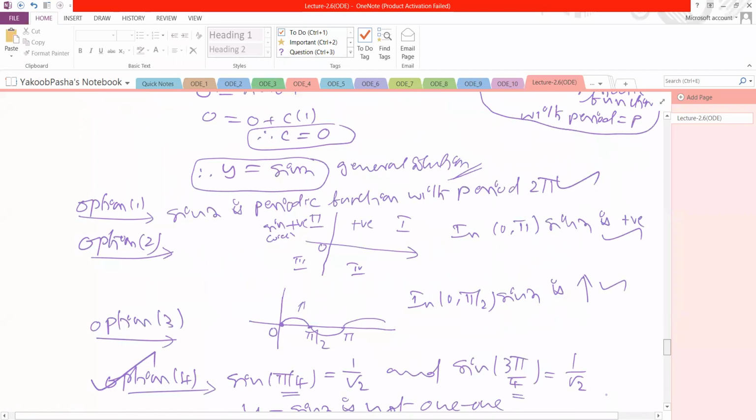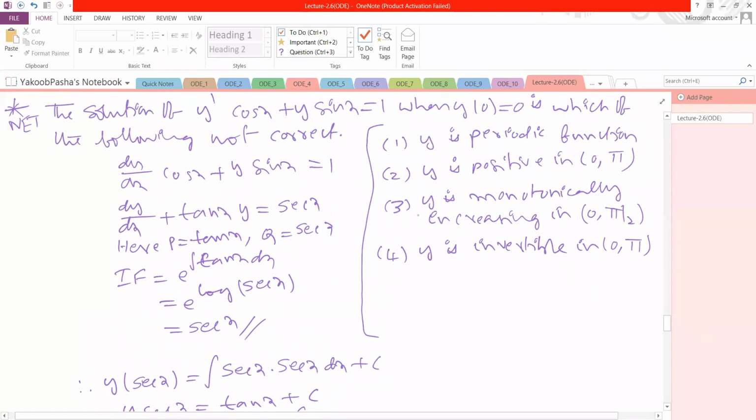In the previous case we checked the options. This is not the option. The fourth option is not invertible.